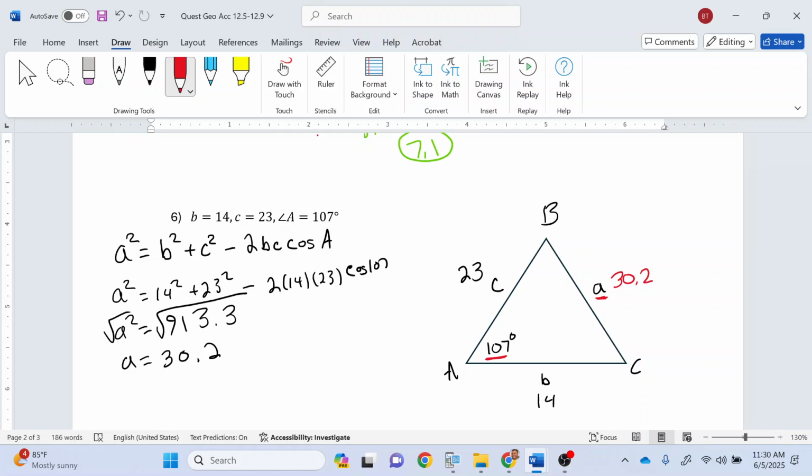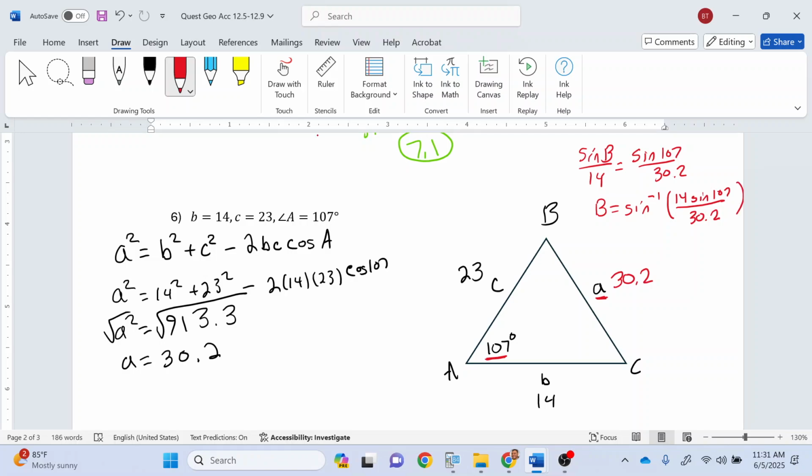Both the previous video, well, you know what? Let's just do it quickly. Negative 23? Careful. You should not get a negative side. I'm going to continue this. I'm just going to set up and then put it in my calculator. So sine capital B over 14 equals sine of 107 over 30.2. A little cleanup. B equals sine inverse of 14 times sine 107 over 30.2.